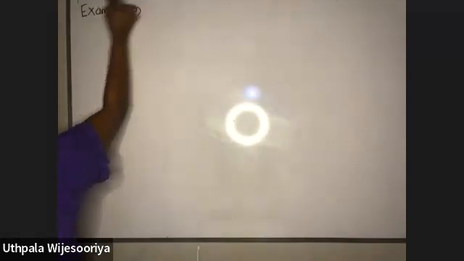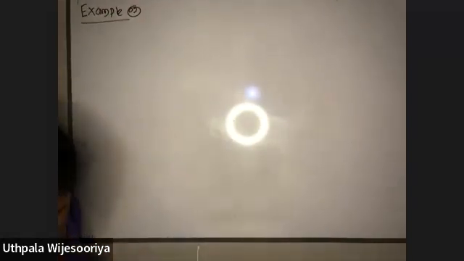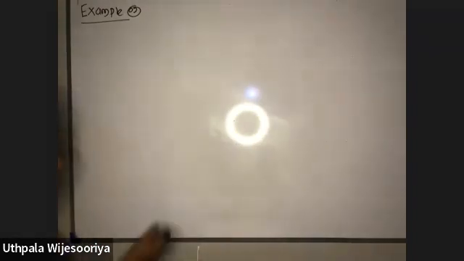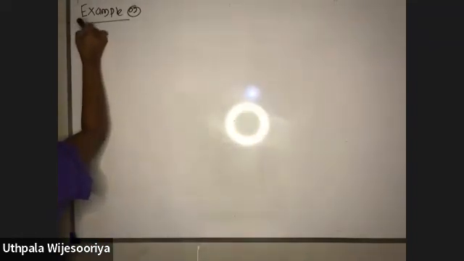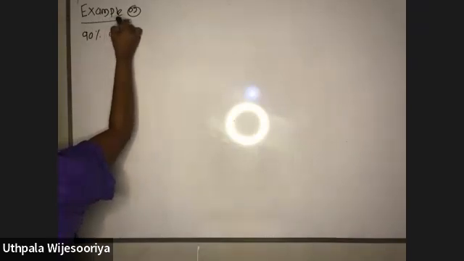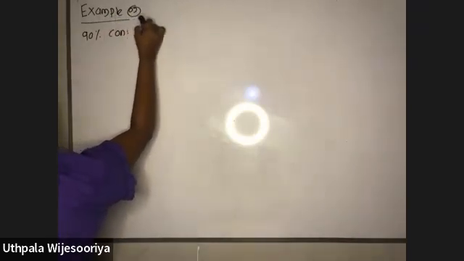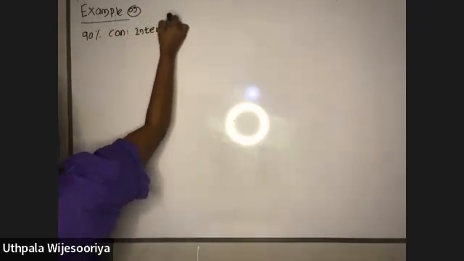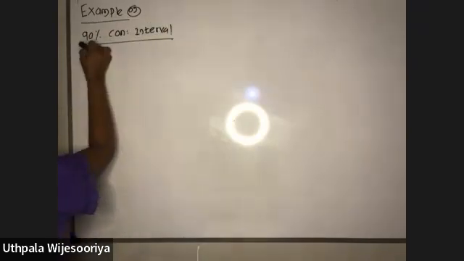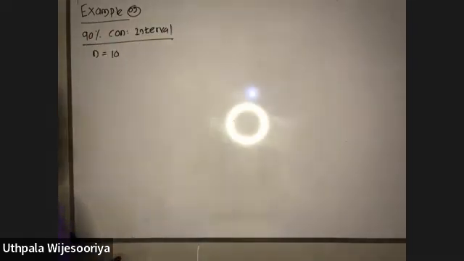What is the first one? A 90% confidence interval, and the sample size is 10. Now in the case of the t distribution, we are not going to divide our given percentage by 2 at the start.